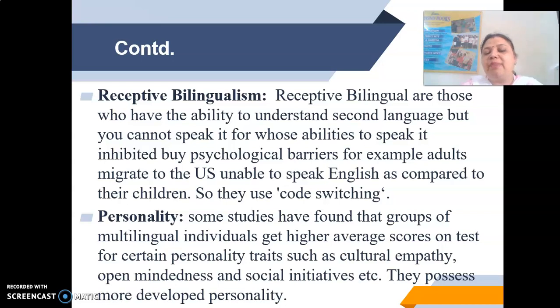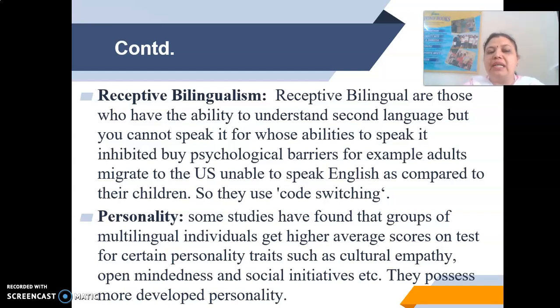Next is receptive bilingualism. It is also a type of bilingualism. Receptive bilinguals are those who have the ability to understand a second language, or can receive a second language, but cannot speak it, as their ability to speak it is inhibited by psychological barriers.